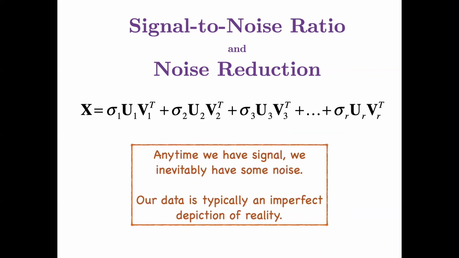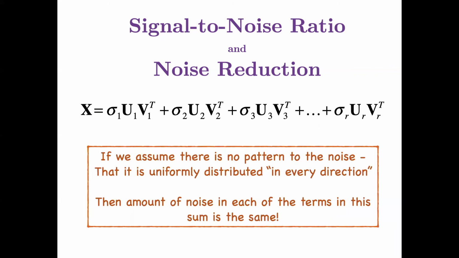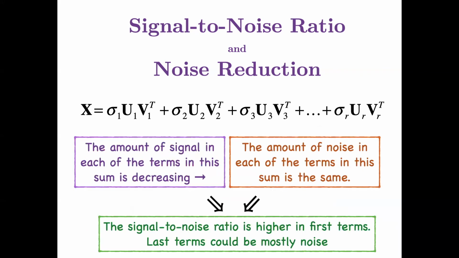But anytime we have signal, we inevitably have some noise. Our data is going to be an imperfect depiction of reality. If we assume that there's no pattern to the noise, that it's uniformly distributed in every direction, right? That's the description of white noise. Then what we're saying is the amount of noise in each of these terms is the same. So putting that all together, it means that the amount of signal in each of the terms is decreasing. The amount of noise in each of the terms is the same. And so the signal to noise ratio is higher in the first terms. And the last terms could be mostly noise.